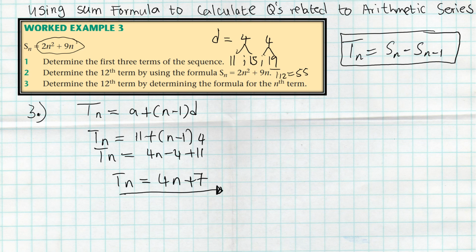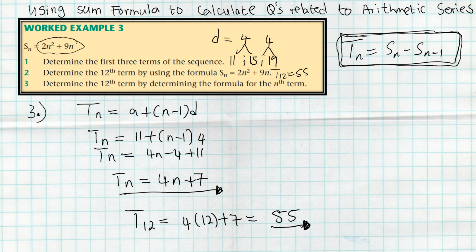So this is the formula of the nth term, and they want us to calculate term number 12 using it. So term number 12 is going to be 4 into 12 plus 7, and it will give me 55. So you can see that getting the terms using the sum formula and using the nth formula gives the same answer. So T12 is 55.